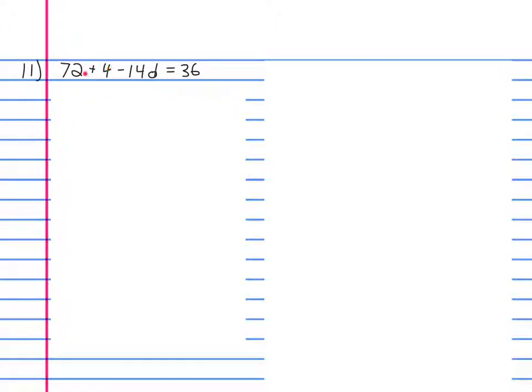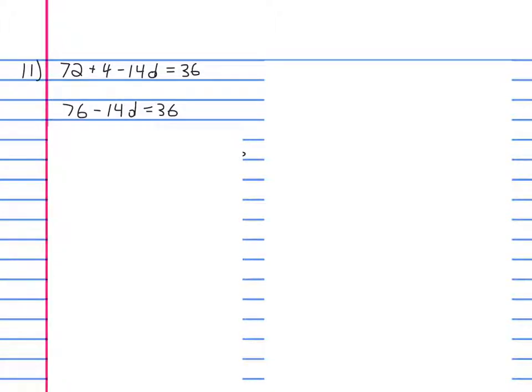Why are they like terms? Because this is a constant and this is a constant as well. Okay, so when we combine them, we get 72 plus 4 is 76. Okay, so we rewrite it exactly the same, except these two become what they equal when you add them together.